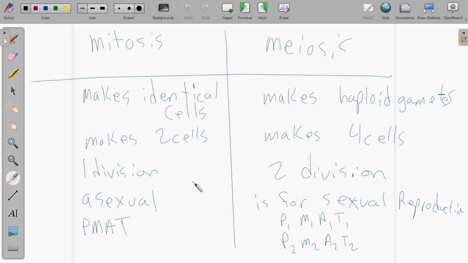So since it's 2 divisions, you're going to go through prophase, metaphase, anaphase, telophase, and then prophase 2, metaphase 2, anaphase 2, telophase 2. Also, side note that's not on the screen, prophase 1 is where crossing over occurs.